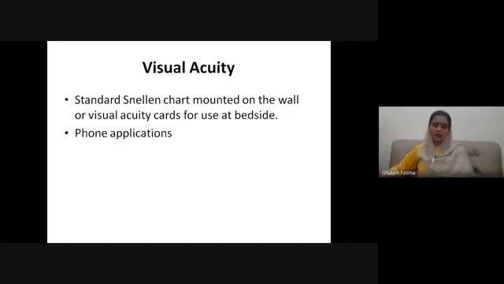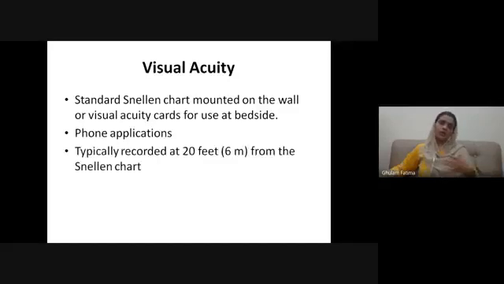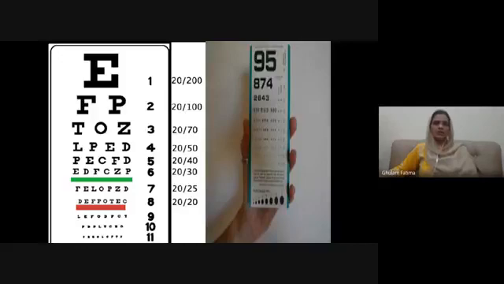But in the case where you are testing a neurological patient, you may have to use handheld cards, if you are going to use them at the bedside for indoor patients, or you may need to use some phone applications. Typically the Snellen chart mounted on the wall is at a distance of 6 meters or 20 feet. But if you are using a handheld Snellen chart or a phone application in your hand, then 1 meter of distance is usually considered optimal.